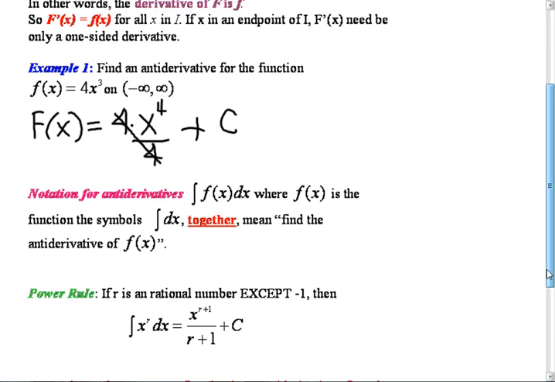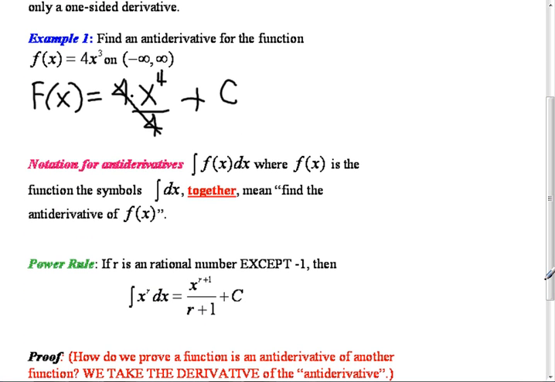And then I talk about right here that the integral and the dx together mean find the antiderivative. And they wanted it to be the same as the definite integral, so you could see that antiderivative is the area under the curve. Now that should bother you. Why is an antiderivative the area under a curve?